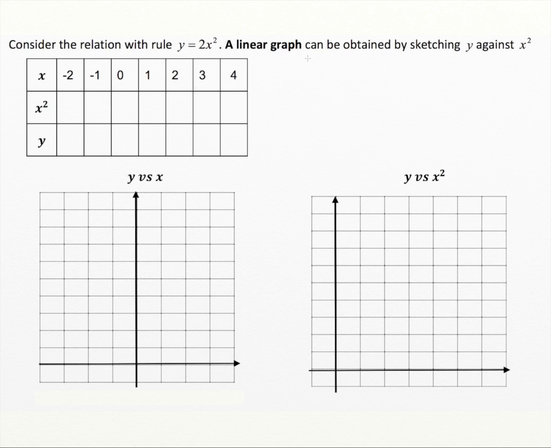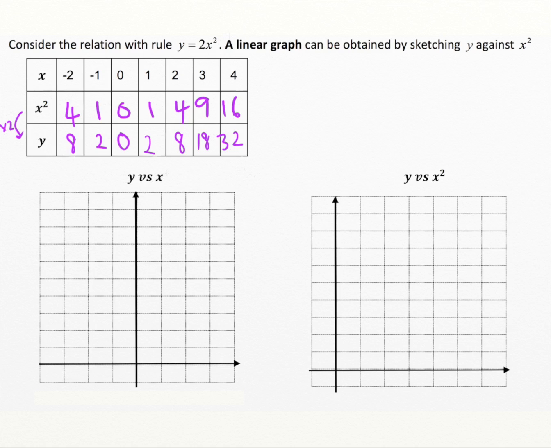So here are all of our x values. We're considering the x values between -2 and 4. And so for the rule of y equals 2x squared, firstly, x squared will be 4, 1, 0, 1, 4, 9, 16. So all I've done is I've squared all of the values over here. And then y is 2x squared, so what I have to do to get there is simply multiply by 2. So that's going to become 8, 2, 0, 2, 8, 18, 32. So those are all of my values.